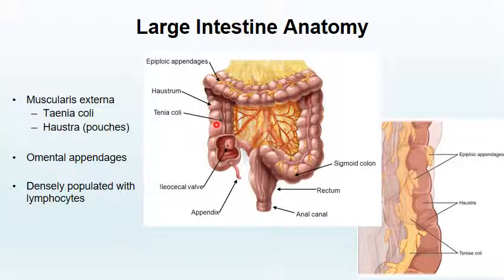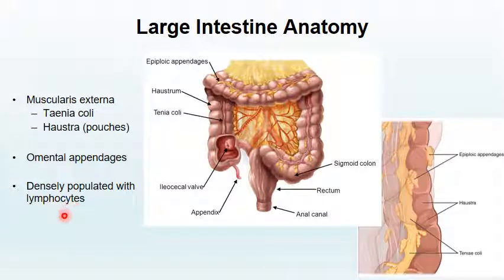When those are tightened, they form what are called haustra, or pouching. That's because we have this muscle tone that pulls and causes these little pouches to form. We also often have the presence of omental appendages, which are little fatty pouches of the peritoneum. They are also called epiploic appendages. So you'll see little pieces of fat hanging off the large intestine. Their function is unknown, but they are very common.